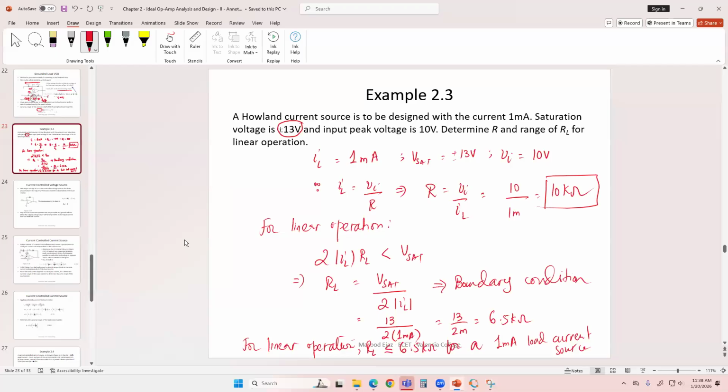In this case, RL is going to be less than 6.5 kilo ohm, because if it exceeds 6.5 kilo ohm, the output is going to become saturated. So any value below this is going to be fine. R has to be 10 kilo ohm, and that value is going to be the same as long as you are setting it for that input voltage. But you cannot exceed 6.5 kilo ohm, otherwise it's not going to operate linearly.